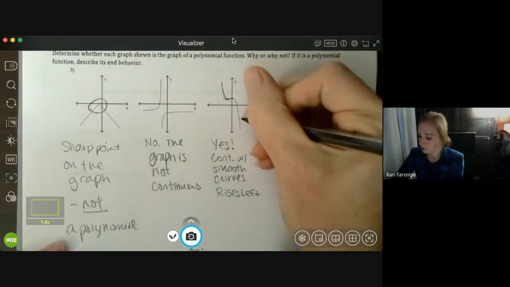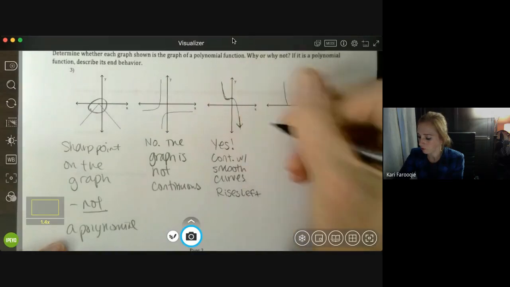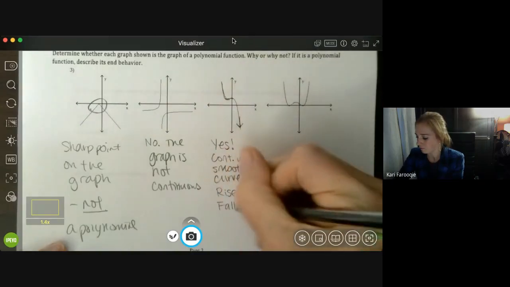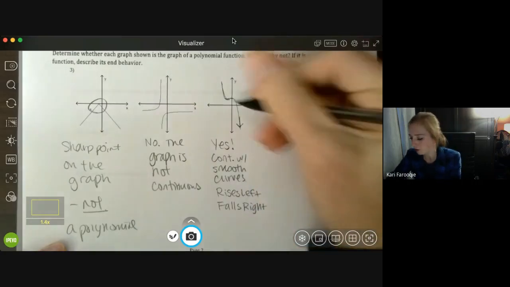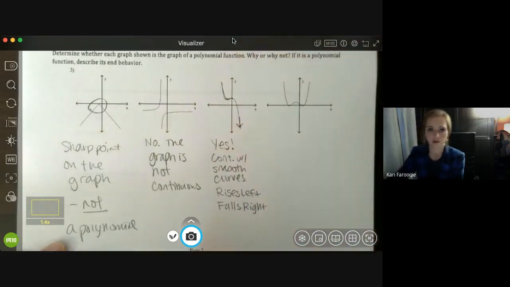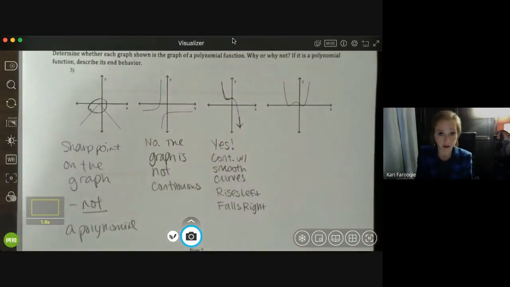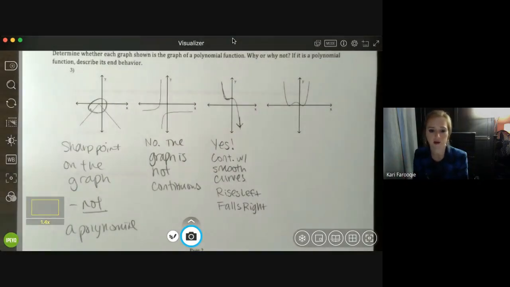And we would say it falls right. Again, your x values are moving to the right. It just looks like the whole graph is heading down. It is, but the x values are still getting larger.